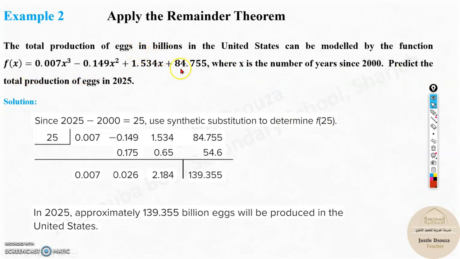Now there is one more important thing. The eggs are in terms of billions. So whatever answer we get is in billions. So if you substitute 25, whatever answer you get is the number of eggs that will be produced in the year 2025. So if you're not understanding the synthetic division, you can always remember, just find the x value. What is x from 2025 and 2000? It's 25. Substitute x in the given function, x will be 25 over here, and then solve. That would be the remainder. That would be the answer.